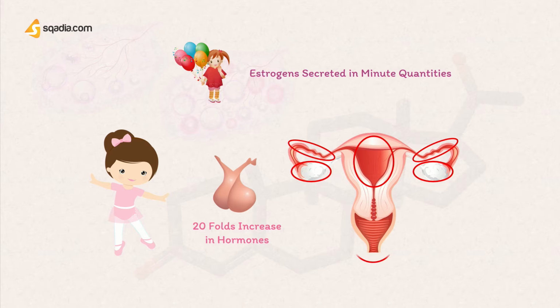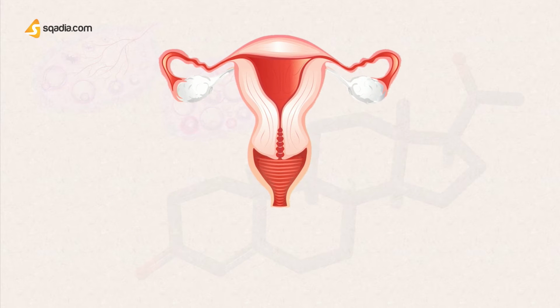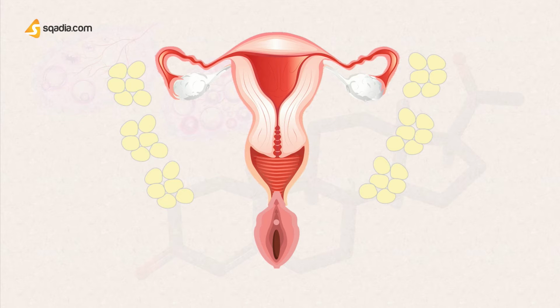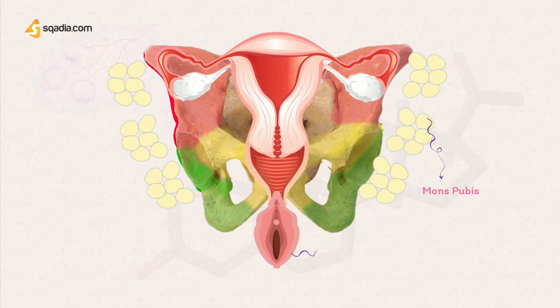uterus, and vagina. Another most important function produced by this surge in estrogen is the deposition of fat on the external genitalia, which are the mons pubis, labia majora, and labia minora. So, the mons pubis is the pad of fatty tissue that covers the pubic bone. Labia majora is defined as the larger lip.